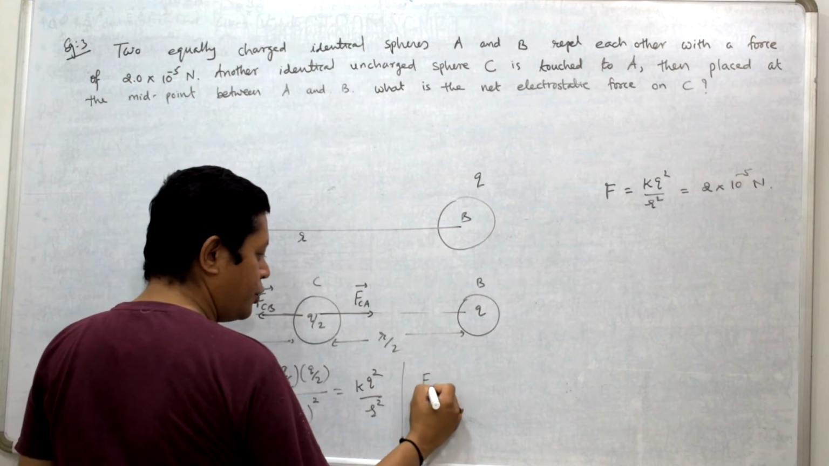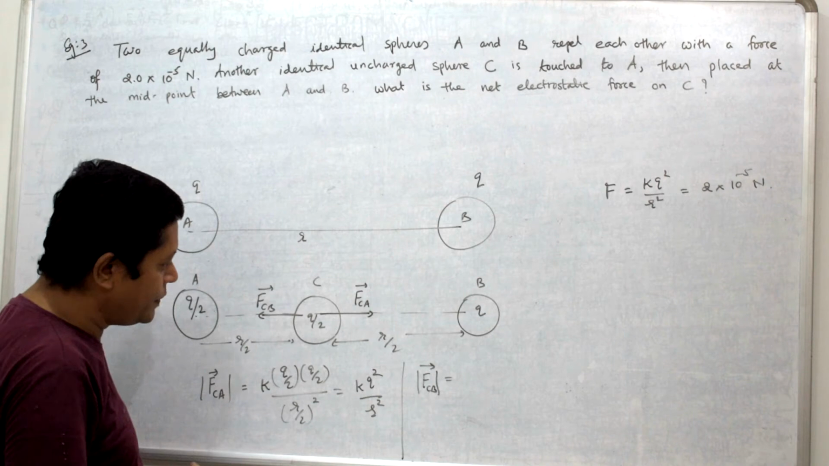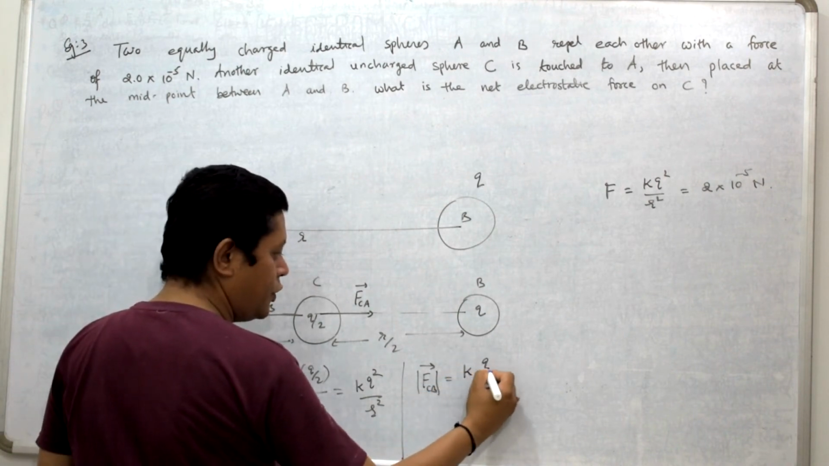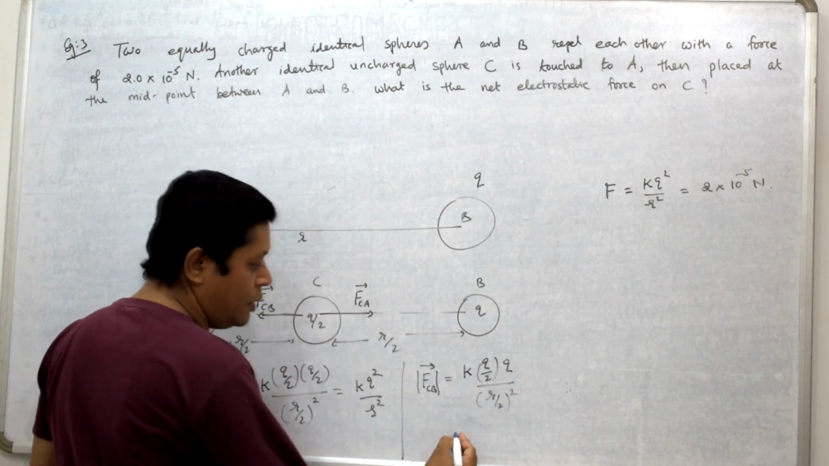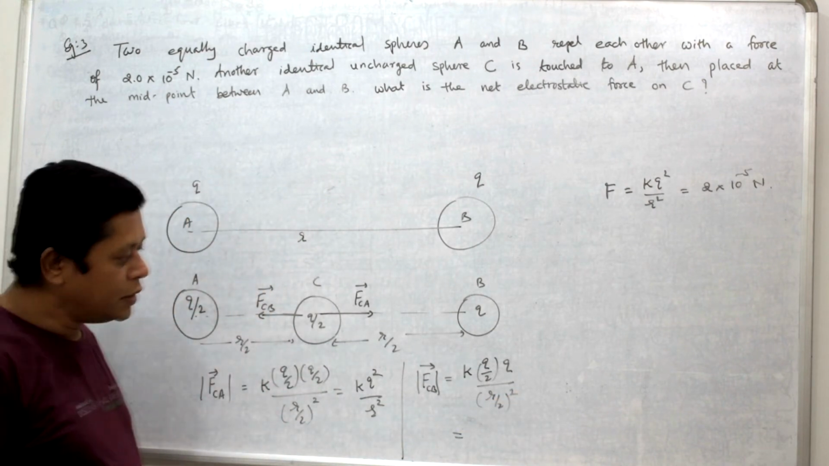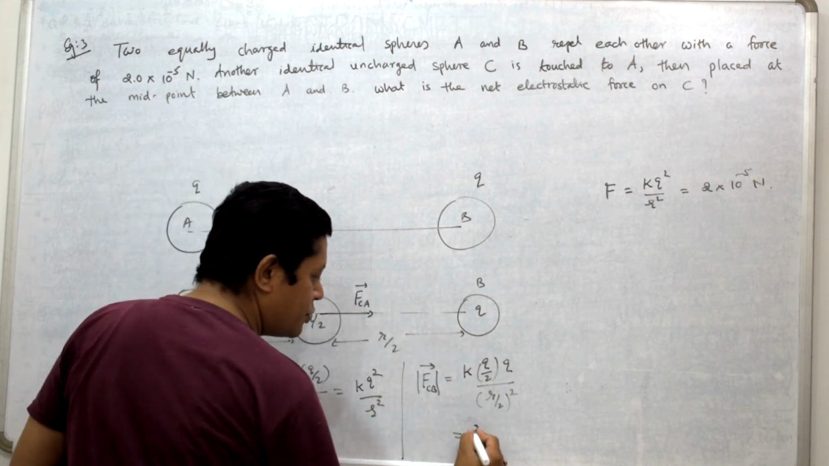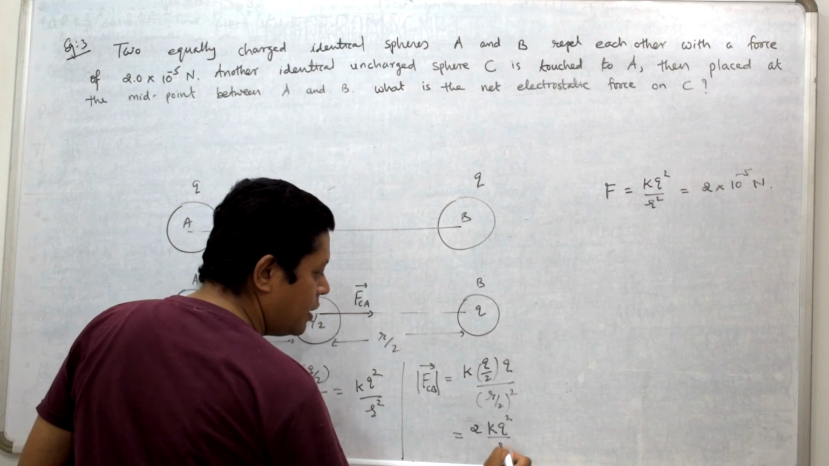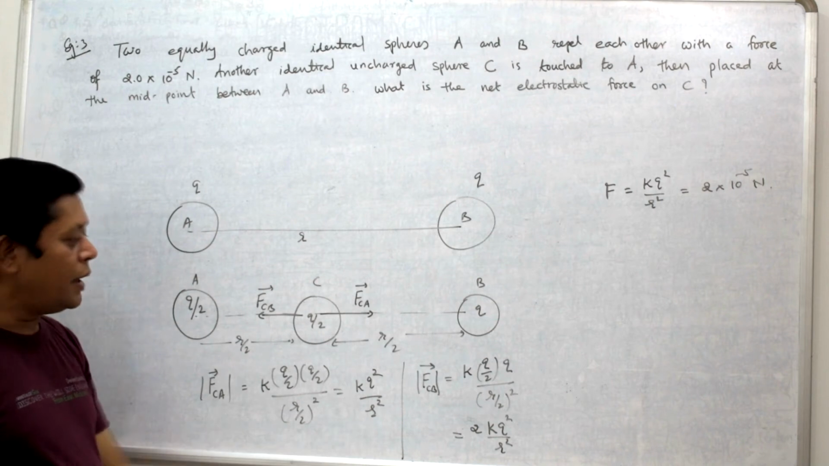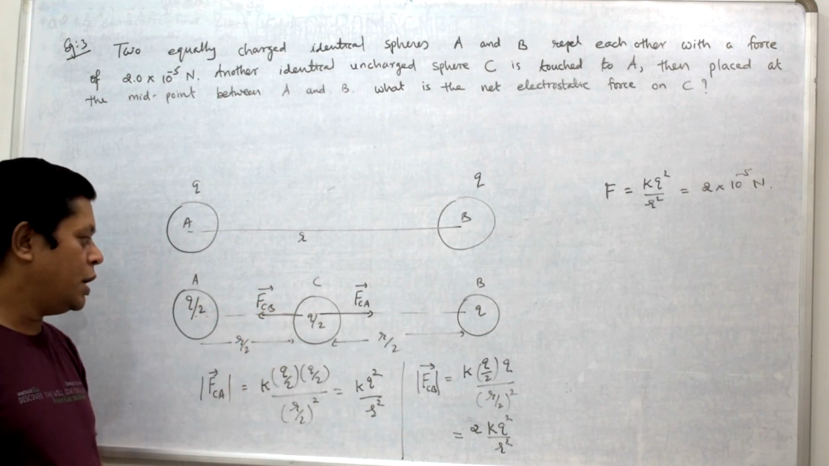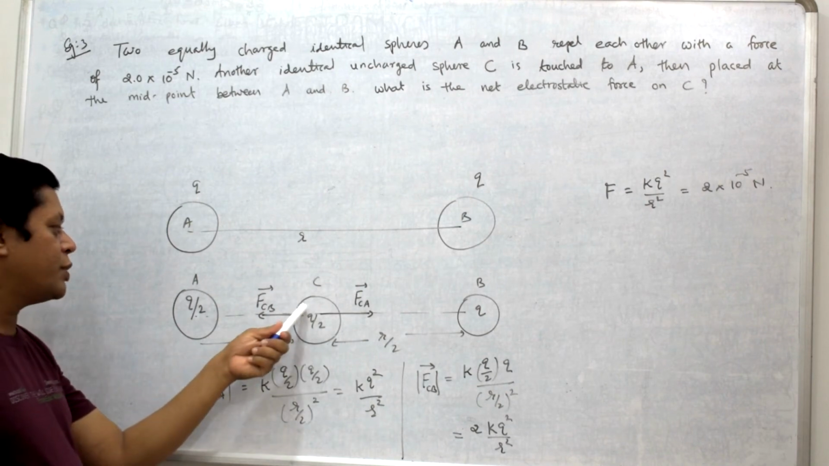Force on C due to B, between these two: K times Q by 2 times Q upon R by 2 whole square. Here a single 2 is there, and 2 square is in the denominator, so 2 goes to the numerator and it becomes 2 times KQ square by R square. You can see this force magnitude is just double compared to the other, and the resultant is always in the direction of the bigger force. So the force will act in the direction from C to A.